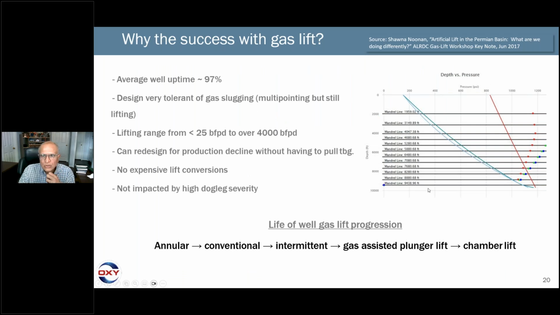one case study from Shona Noonan's presentation in 2017. There's a longer version of this presentation, but here is why Oxy decided to go with gas lift in Permian, where they had tried the ESP, and the rod pump is of course very well known and much practiced conventionally in the Permian. They decided to go with gas lift because this design is very tolerant of gas slugging. There may be multi-pointing, which is one of the challenges with gas lift when not properly designed or operated, but it is still lifting.